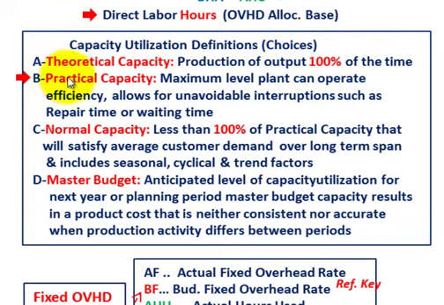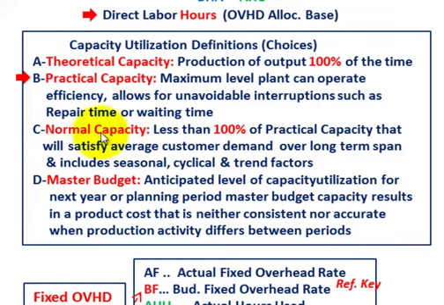Then we get down to our second selection, that would be the practical capacity. And incidentally, this is the one that we really should be working off. That's where the maximum level of a plant can operate efficiently, and it allows for unavoidable interruptions such as repair time or waiting time. But that's really the capacity level that you're going to want to work off.